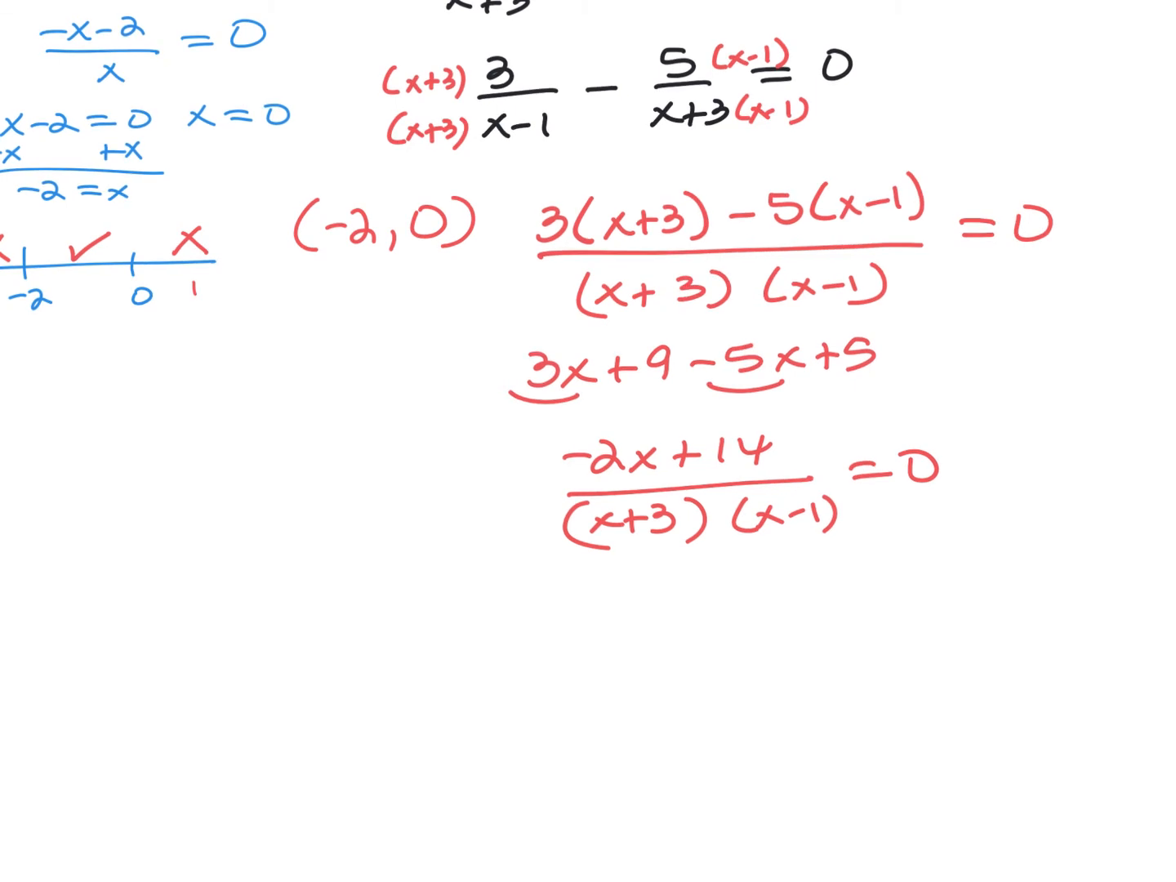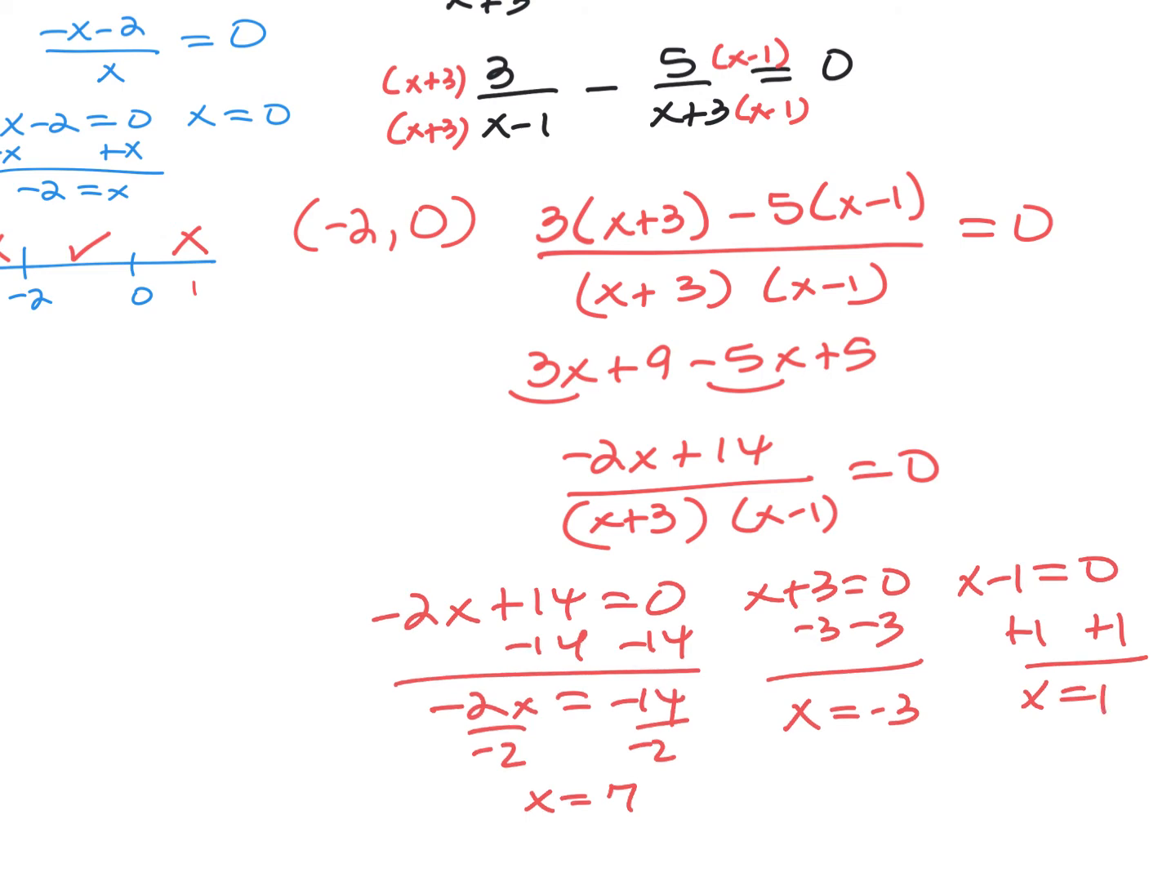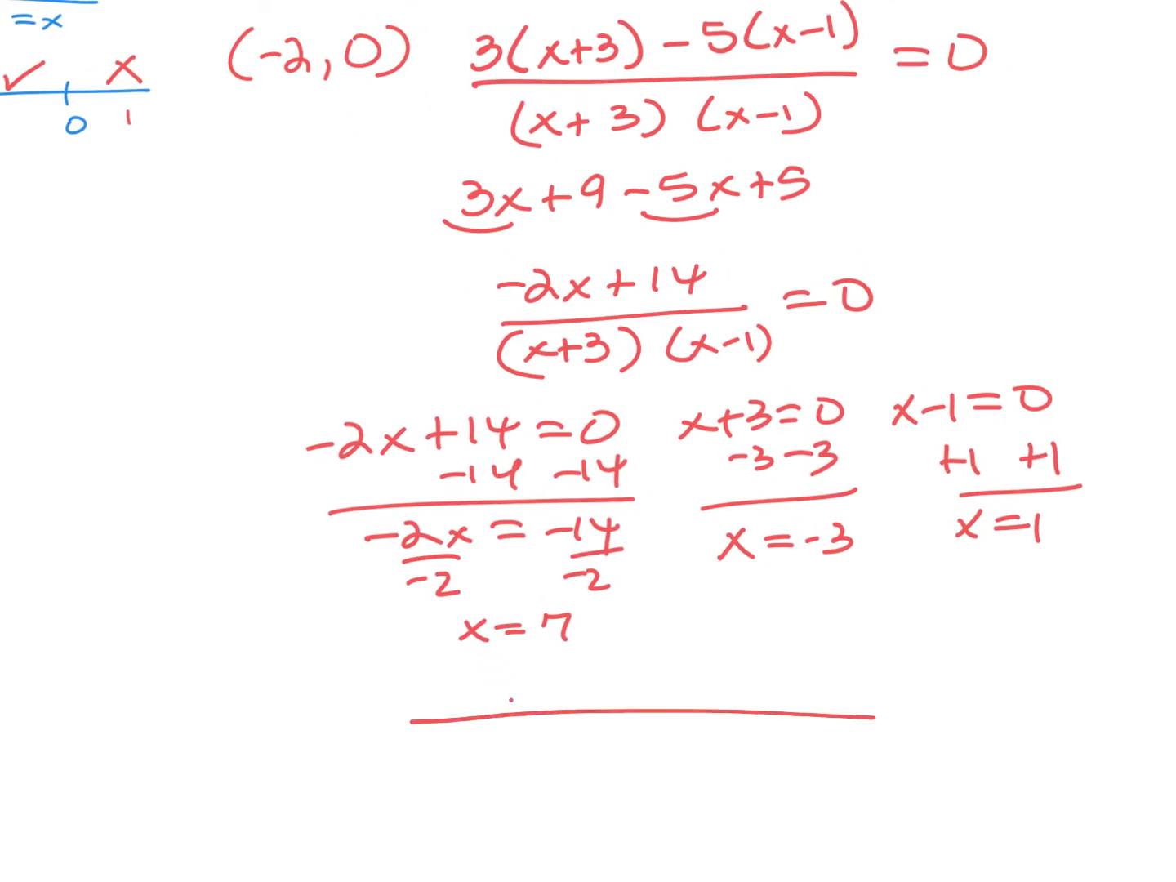Now set each piece equal to 0 to get all my cutoff points. X plus 3 equals 0, x minus 1 equals 0. Subtract 14. -2x equals -14. Divide by -2, x equals +7. Over here I get -3. Over here I get +1. Let me add all these to my number line. Least to greatest, -3, +1, +7. I'm going to use 0 as a test point.